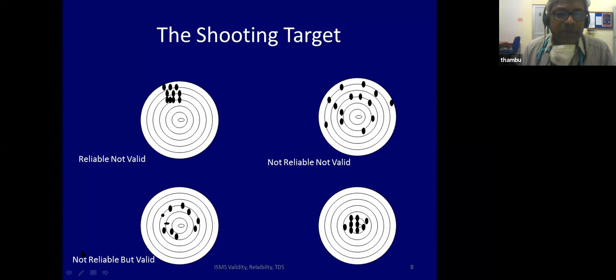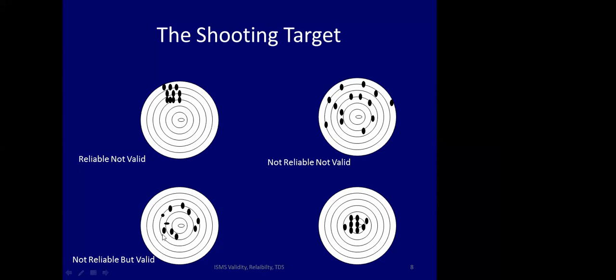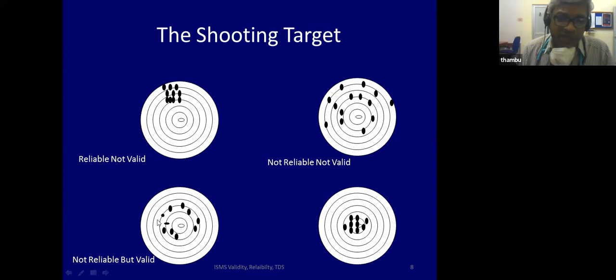And this is another example of a test. You can see that all the bullets have hit very far away from each other. So they're not reliable. But you see, they're all circled around the center point here. So on average, if you take all these values, the average would be close to the center. So this is not reliable, but it is valid. This is not very commonly seen. As I told you from a previous example, generally unreliable tests are not valid, but you may get some situation like that.